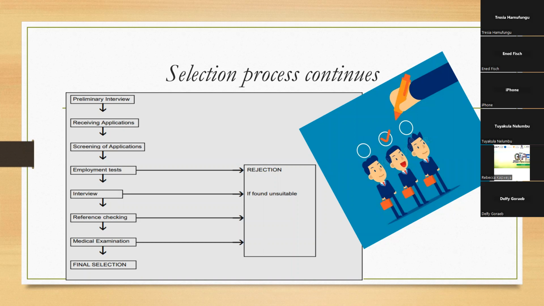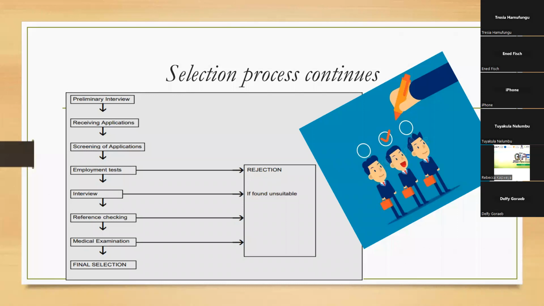So the first step in the selection process is the preliminary interview, which means to eliminate the candidates who are completely unfit to work in the organization. So this leaves the organization with a pool of potential fit employees to fill their vacancies. Then the second step is to receive applications. So people apply for a job by sending applications to the organization, and those applications give the interviewers information about the candidates, like biodata, etc.